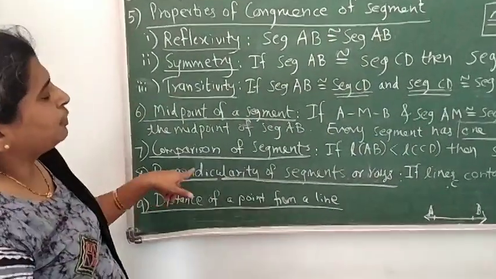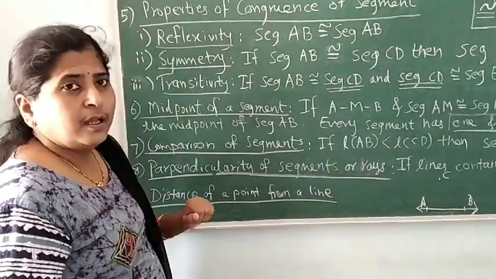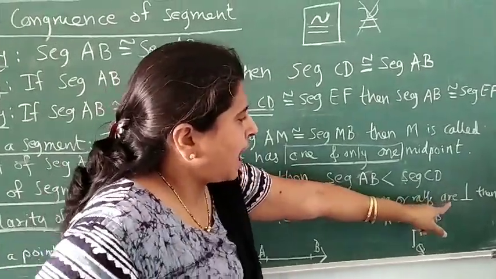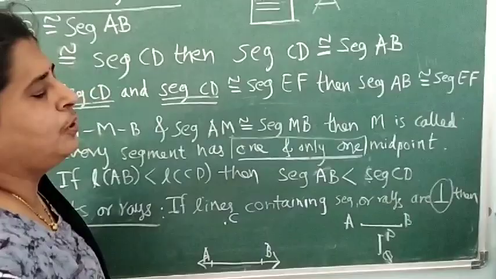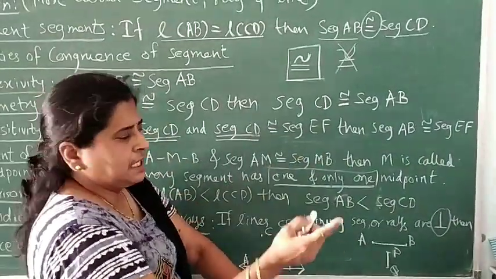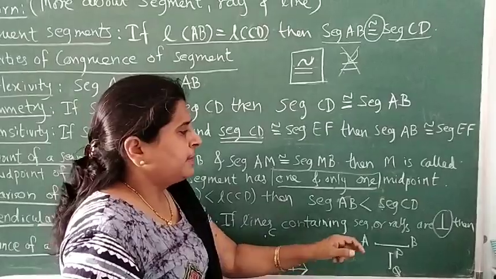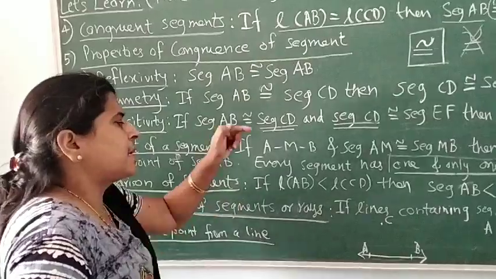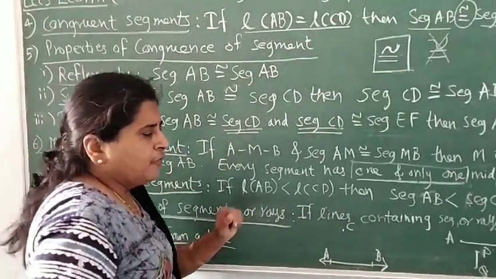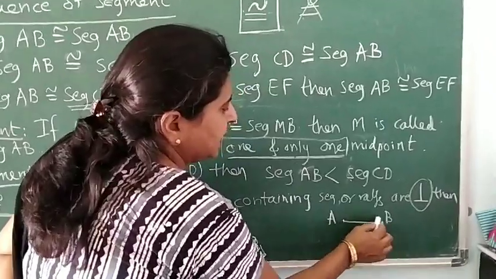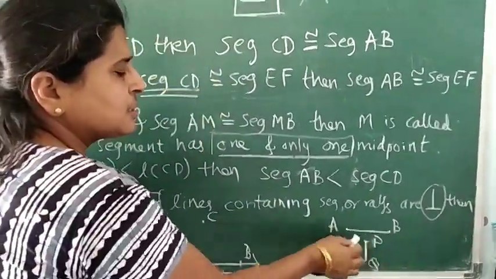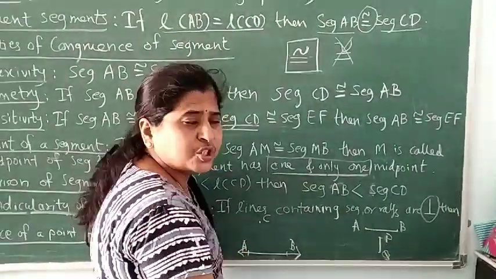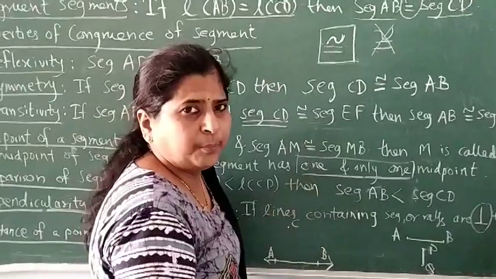Now, what is the perpendicularity of segments or rays? If the lines containing the segments or rays are perpendicular, the symbol we use for perpendicular is the upside-down T. Perpendicular means they intersect each other at a right angle. Then those rays or segments are also perpendicular to each other. For example, if I have drawn here two segments, AB and PQ, and I ask you, are they perpendicular to each other? You will say they are not intersecting, so there is no question of intersecting at a right angle. So how can they be perpendicular?